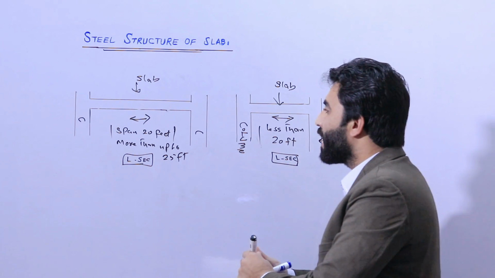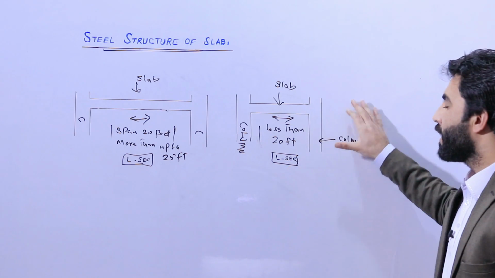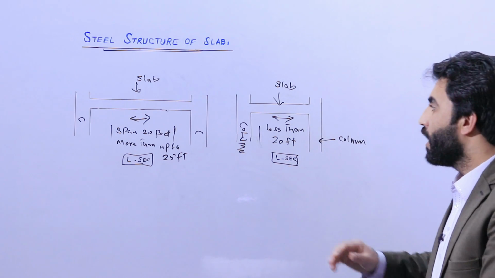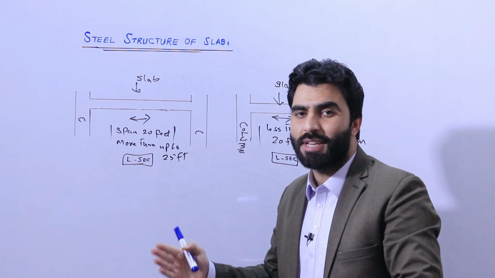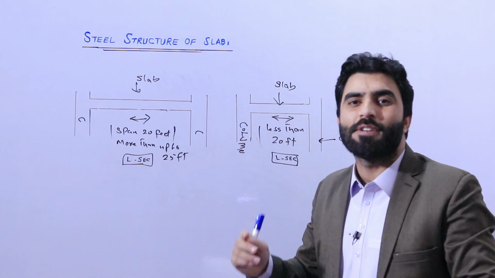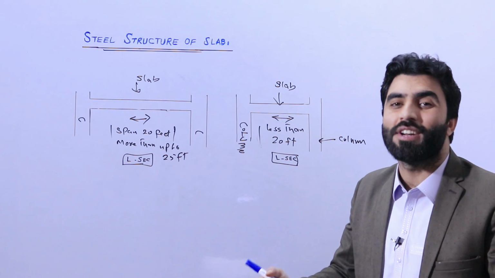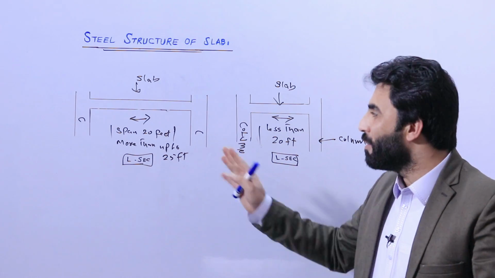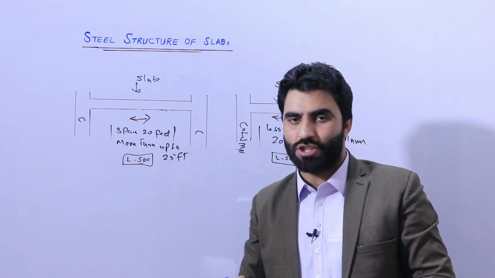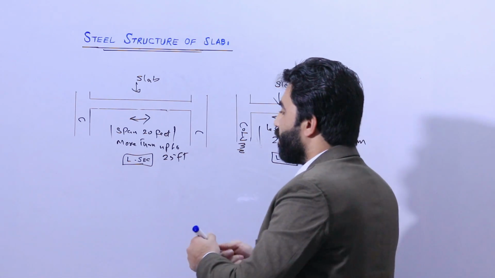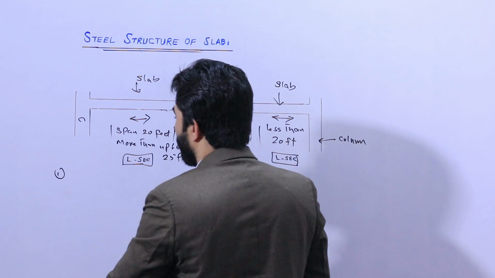Remember guys, here the span between two columns is 20 feet or more than 20 feet. Here the span is less than 20 feet. So here we are providing the steel reinforcement inside the slab, because the slab cannot stand without steel reinforcement, or also without concrete, because concrete is also an important part of the structure design. So remember, first of all, the first point is very important.